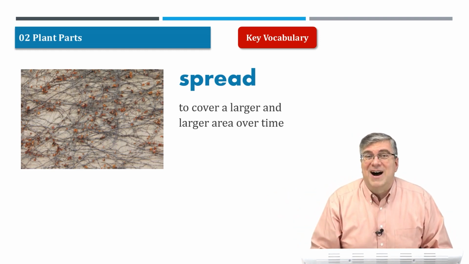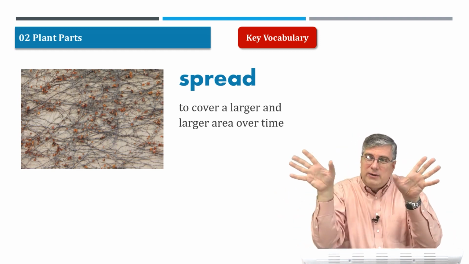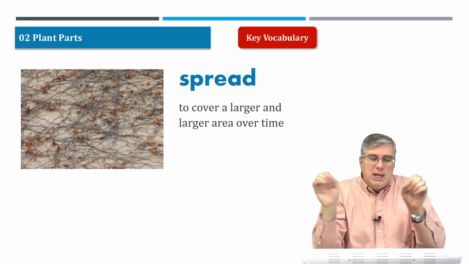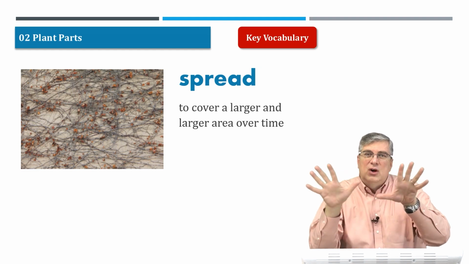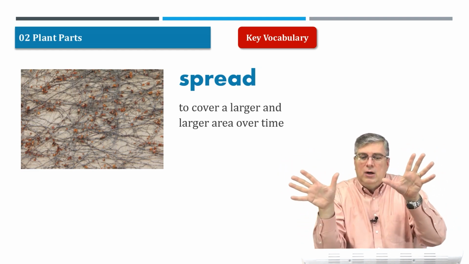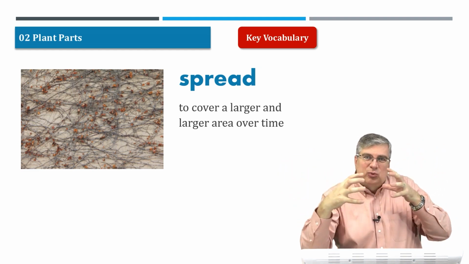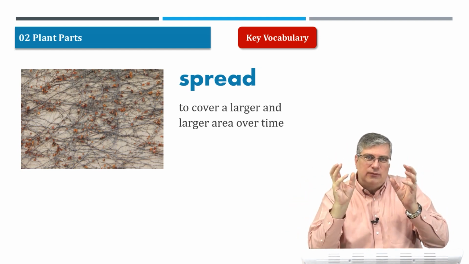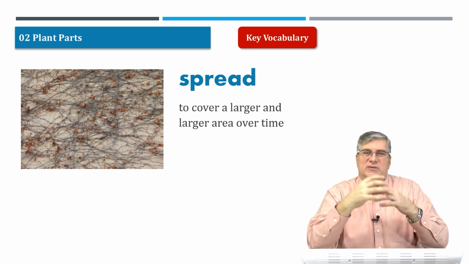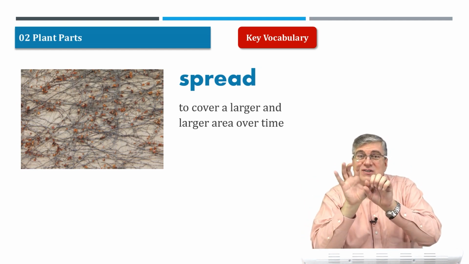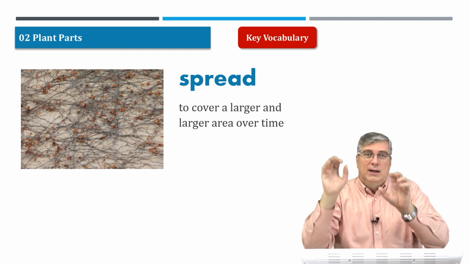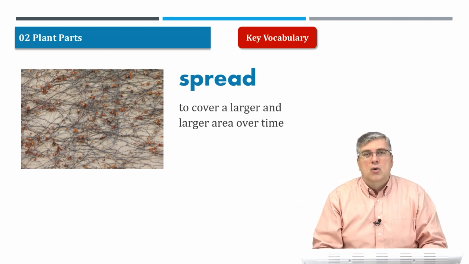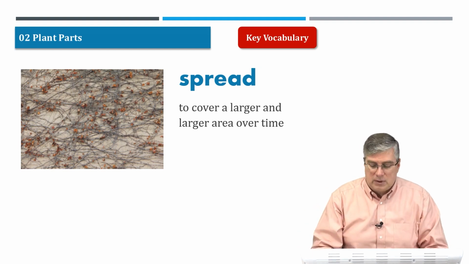Spread, right? Before I talked about vines, right? They grow up and around. They don't just grow up the building, they grow along the sides of the building too. So to spread means to cover a larger and larger area over time. They spread out, right? Spread out is usually a common combination of words, to spread or to spread out. Vines spread over the building, right? So they spread out over a larger and larger area over time, to spread. Okay, good.